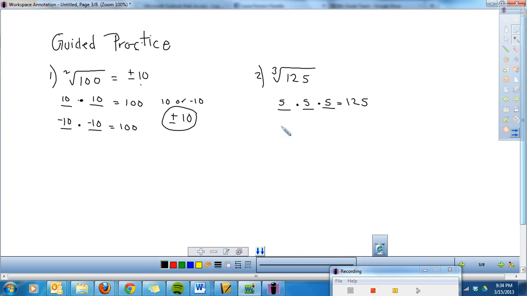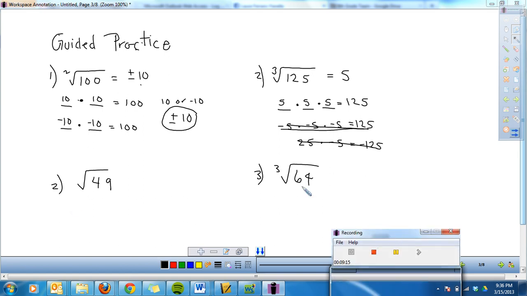Now, can I use a negative 5? See, negative 5 times negative 5 times negative 5. Does that work? Well, negative 5 times negative 5 gives me 25, and 25 times negative 5 is going to give me negative 125. So this does not work. So what's the cube root of 125? It's just 5.